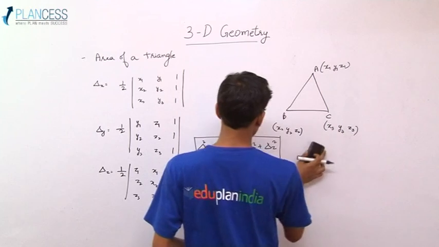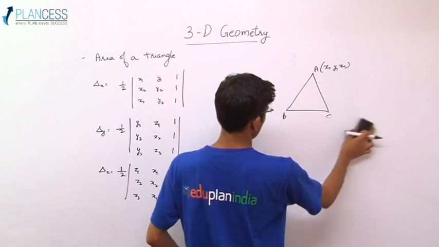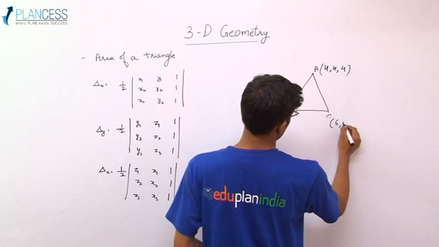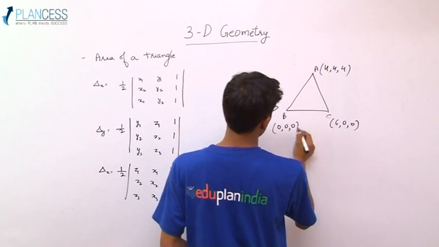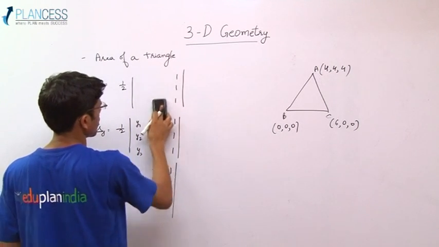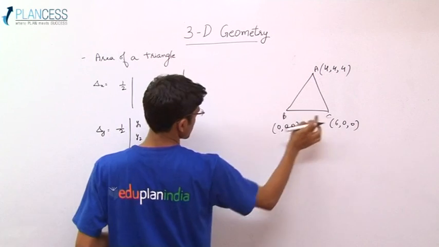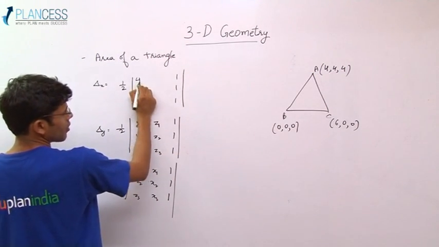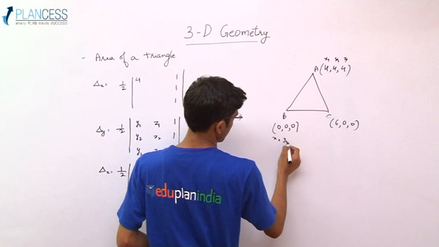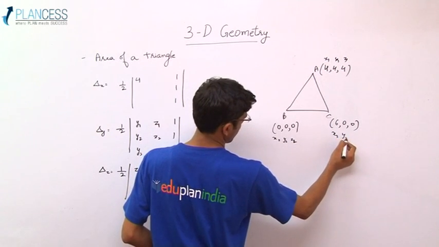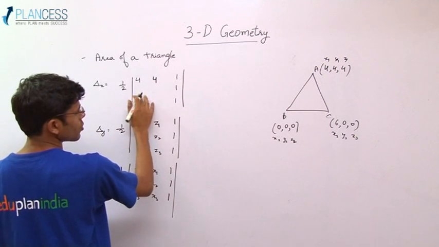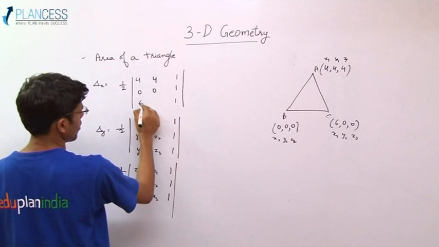We can take a very simple example. Say we have 3 points. Say this is 4, 4, 4. Say this is 6, 0, 0. This is say 0, 0, 0. We want to find the area of this triangle. So we can just replace x1, x2, x3 here. This is y1, z1, x2, y2, z2, x3, y3, z3. So x1, y1 is 4, 1, x2, y2, x3, y3.